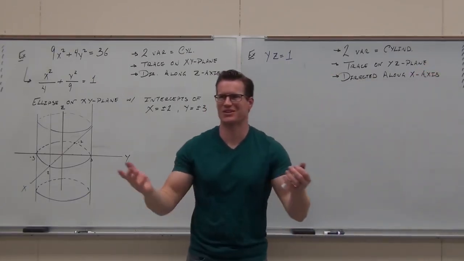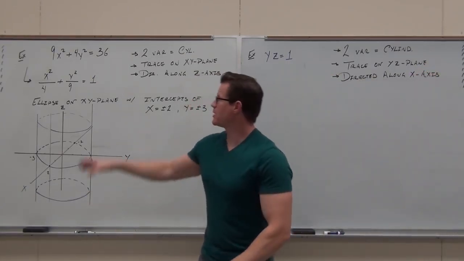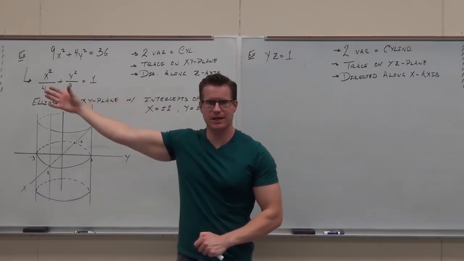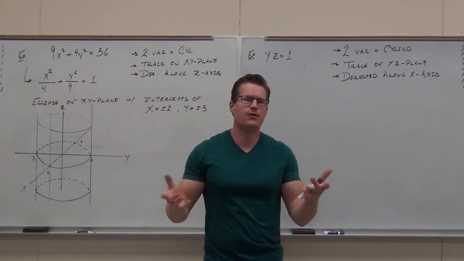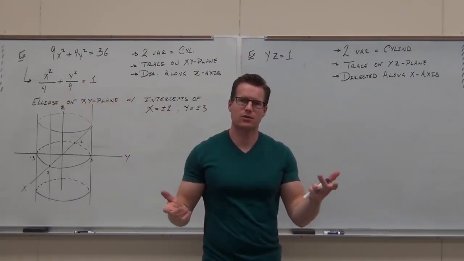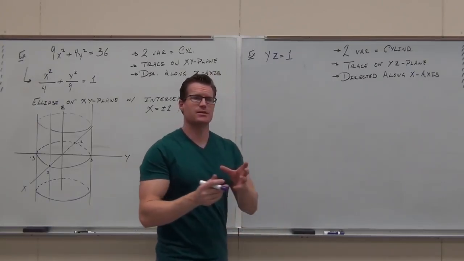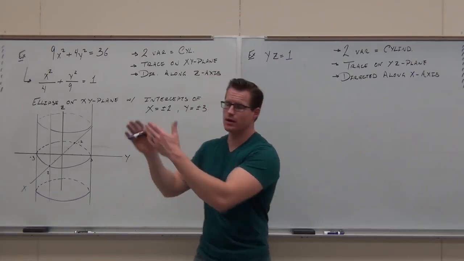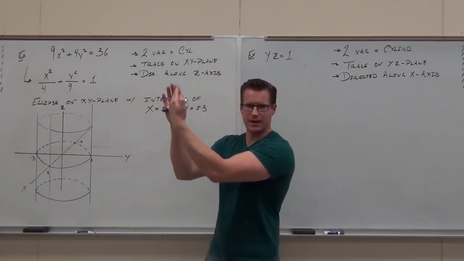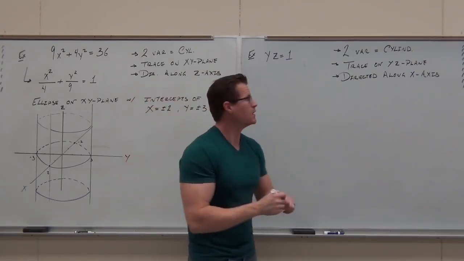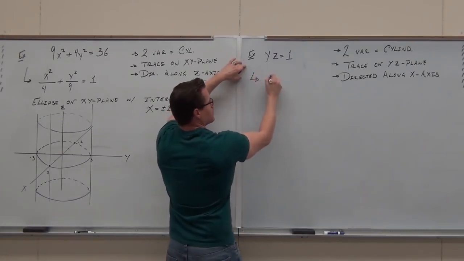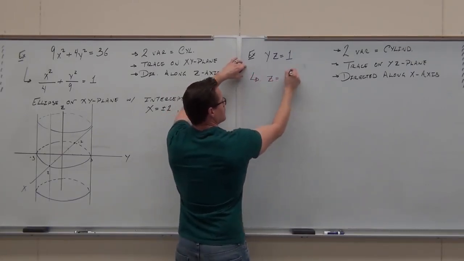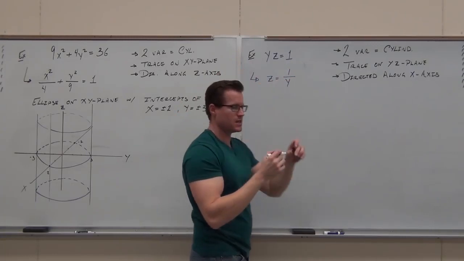Oh my gosh, what does it look like? I don't know. That's why we solve these things to look like conic sections or functions that we understand. Personally, I would make this in terms of Y, so I would solve for Z, because I like drawing on the Z as my up and down axis. That makes a little more sense to me. So I would solve this for Z equals 1 over Y.